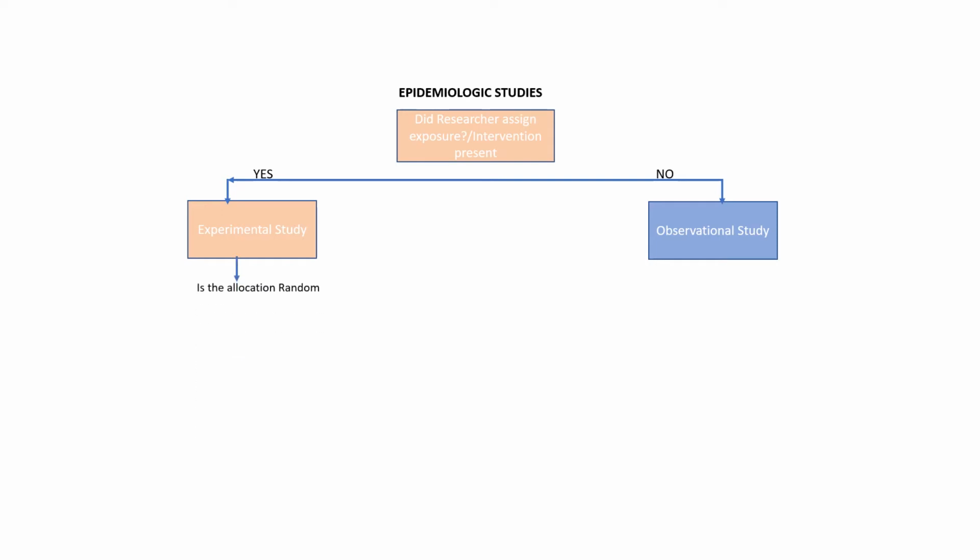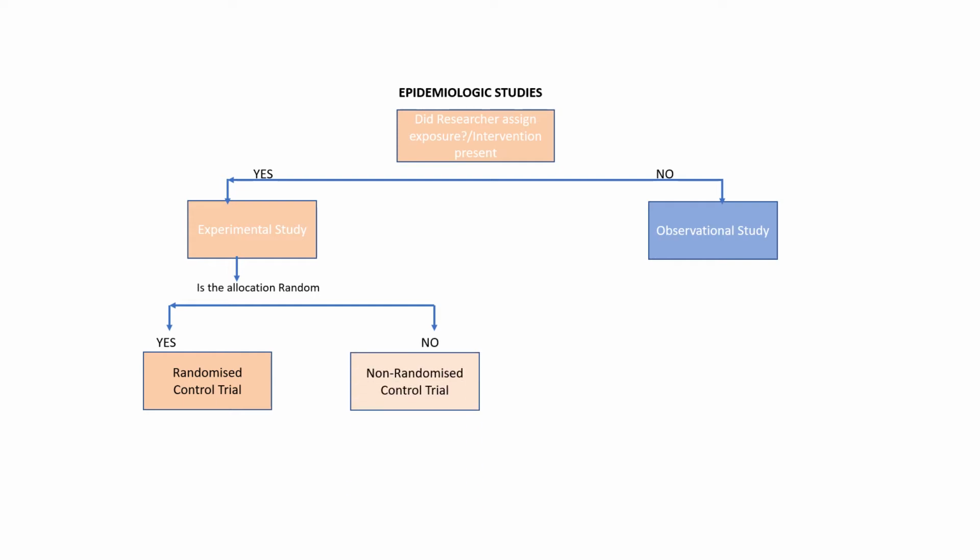But in this experimental study, if the chance of this intervention application is equal for all the participants in the study population, that is, random in nature, that is random allocation, it is called a randomized control trial. But if it is decided by the researcher that this particular group will get this intervention, then it's no longer random and it is called a non-randomized control trial.